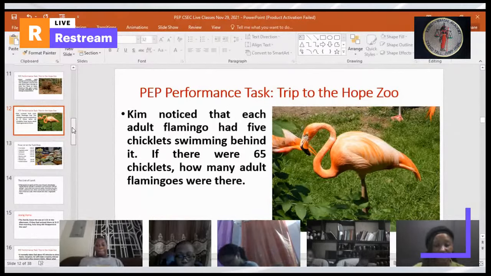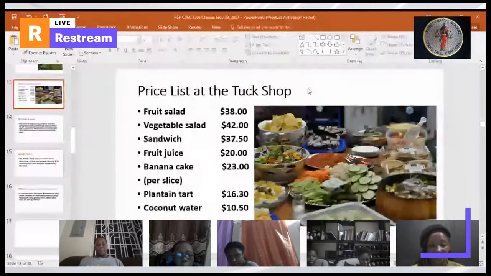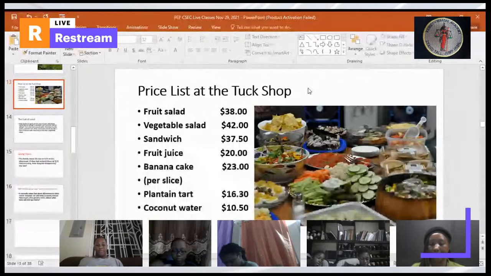So it's lunchtime. Jerry, can you read the prices of the items at the tuck shop, please? Price list at the tuck shop. Fruit salad, $38. Vegetable salad, $42. Sandwich, $37.50. Fruit juice, $20. Banana cake, $23 per slice. Plantain tart, $16.30. Coconut water, $10.50.